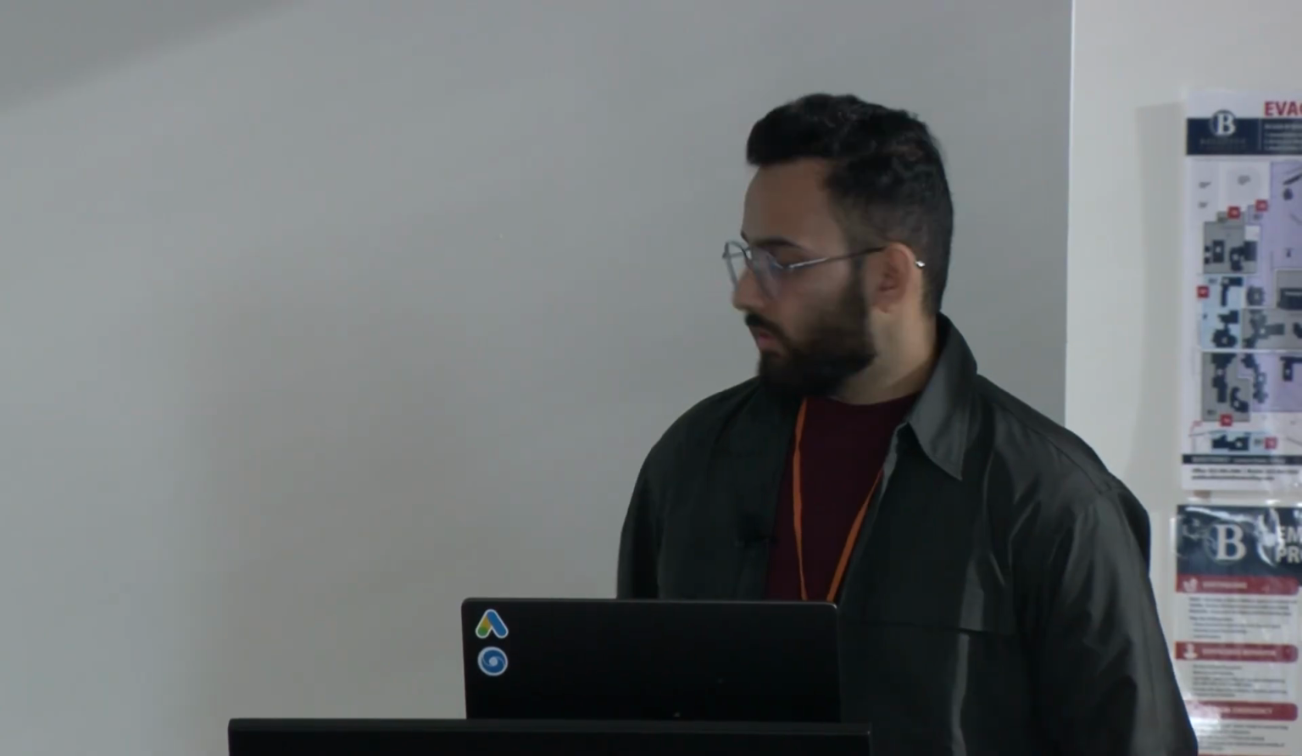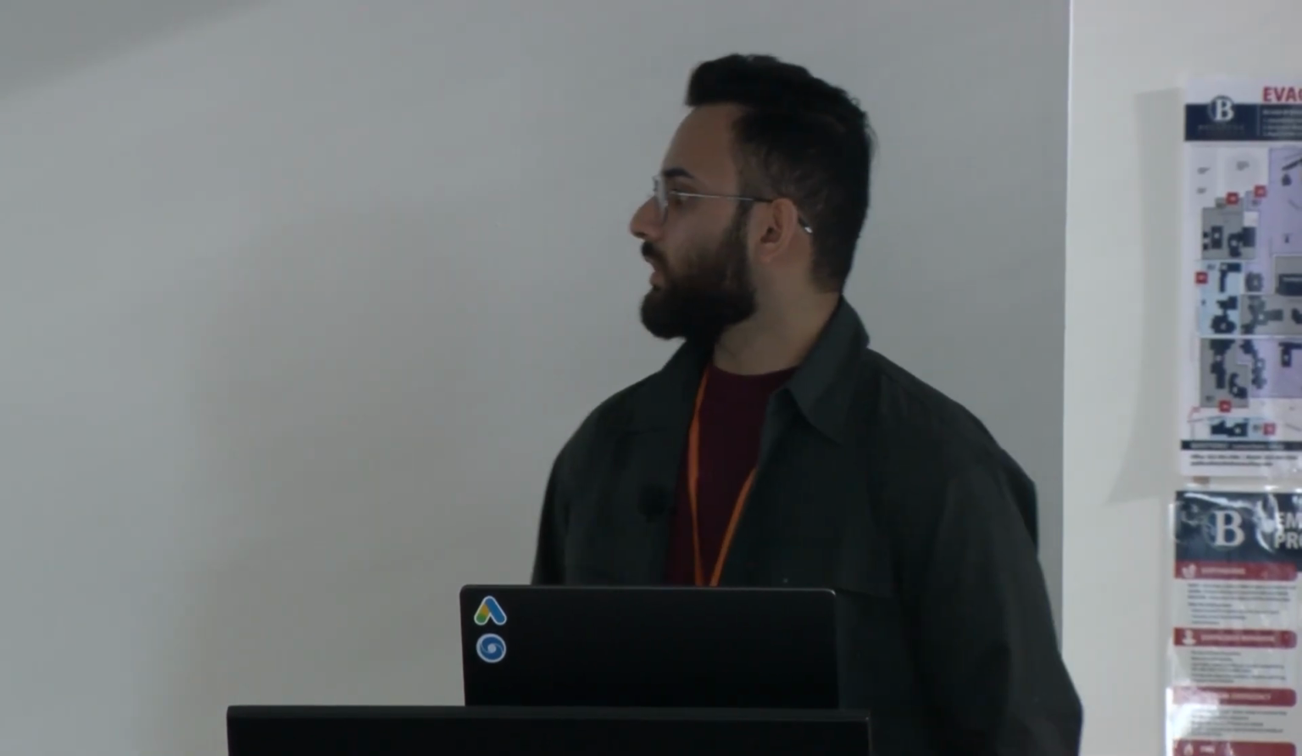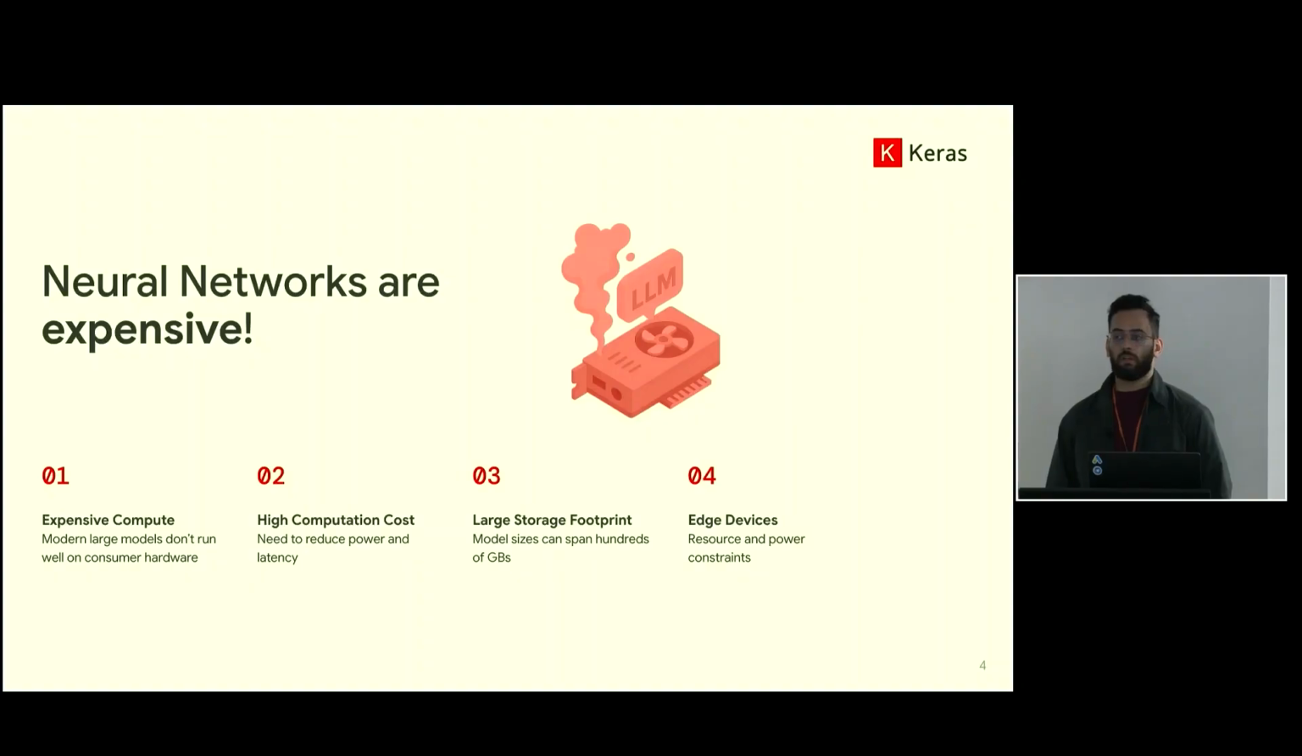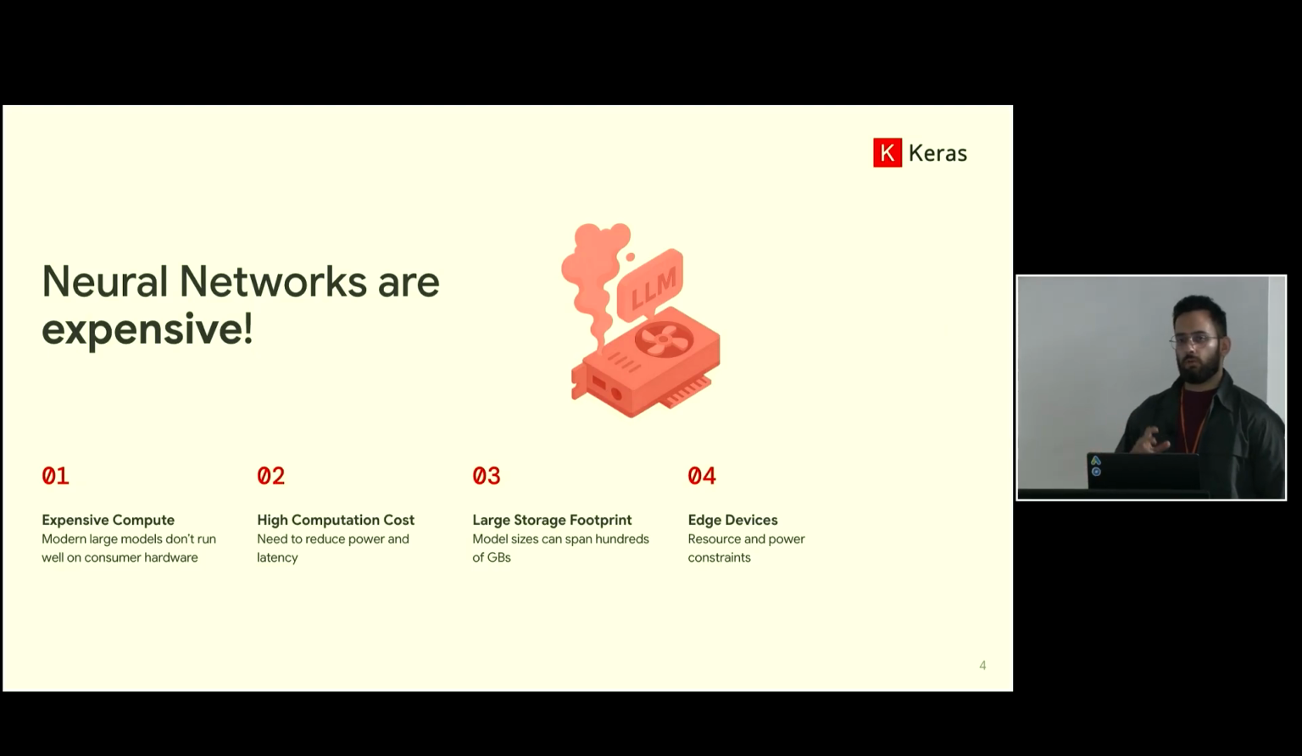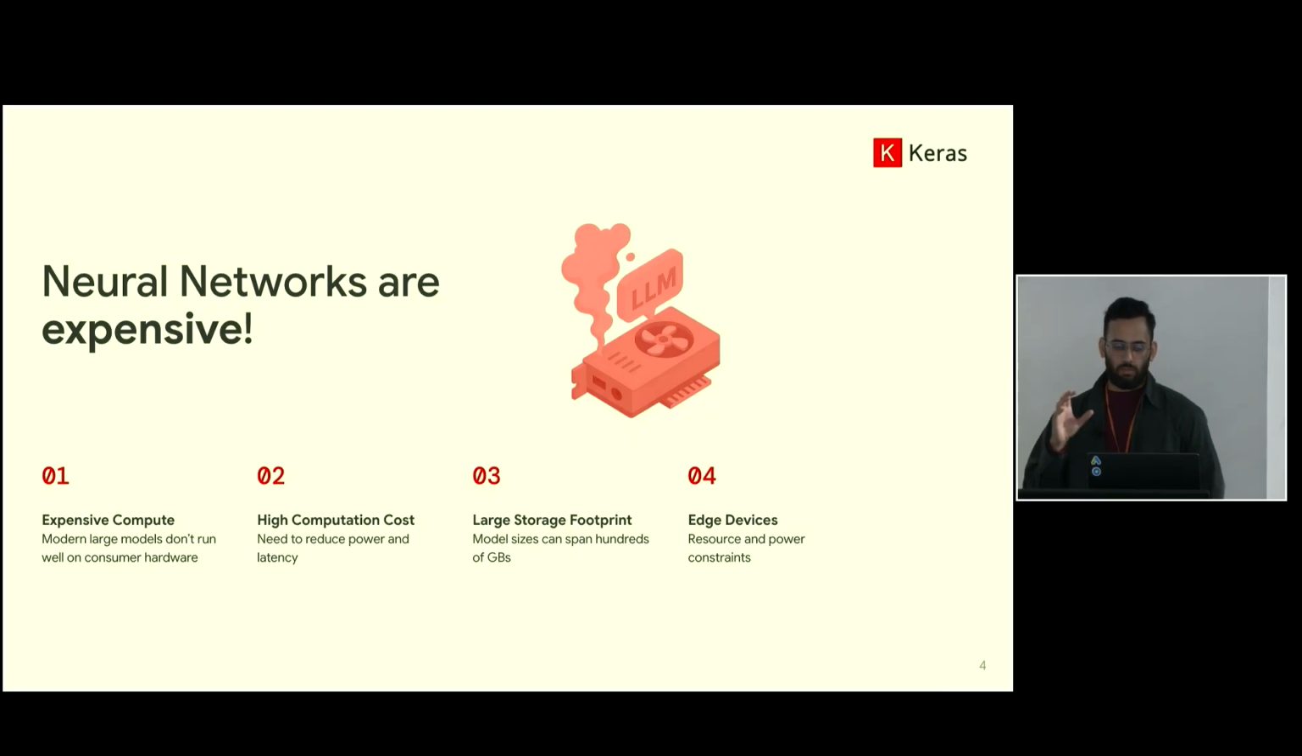So neural networks are expensive. They are expensive to run, and they are expensive to train. They're expensive to train because models nowadays have hundreds of thousands of parameters in each of their layers. And every time that you do a forward pass or a backward pass, that model has to perform hundreds of thousands of high precision floating point operations. And floating point operations are expensive.